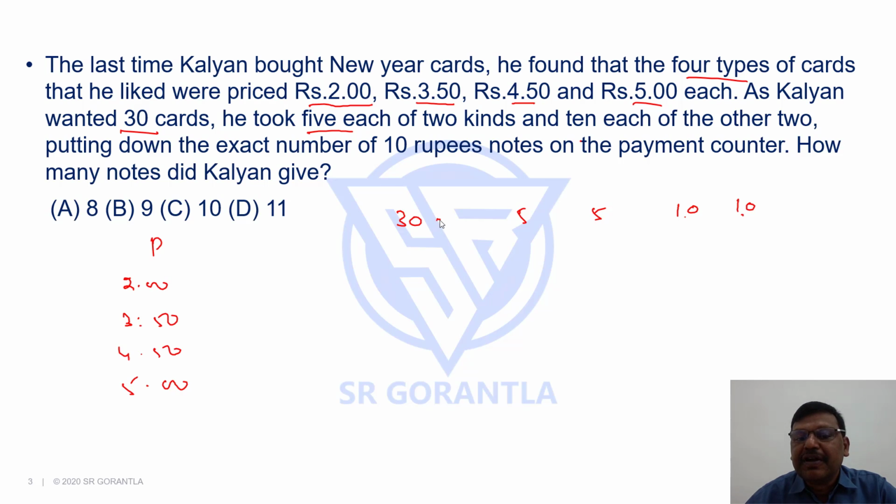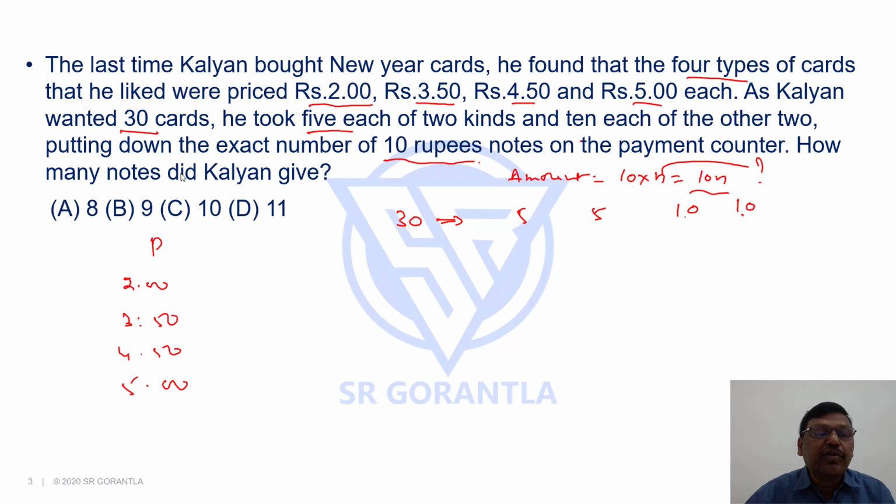That is the breakup. Now, the important point is he has put down exact number of 10 rupee notes on the payment counter. In other words, the total amount he paid is a multiple of 10. Suppose if he paid n notes, 10 into n, 10n is the total amount, means the amount is a multiple of 10. We need to find this n value. The question is how many notes did Kalyan give? That means we have to find n value.